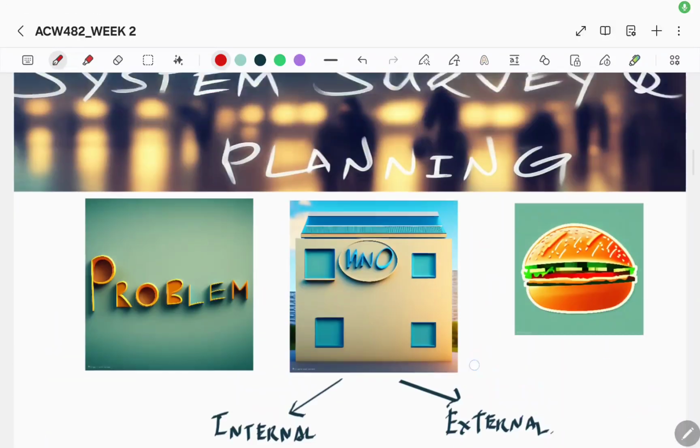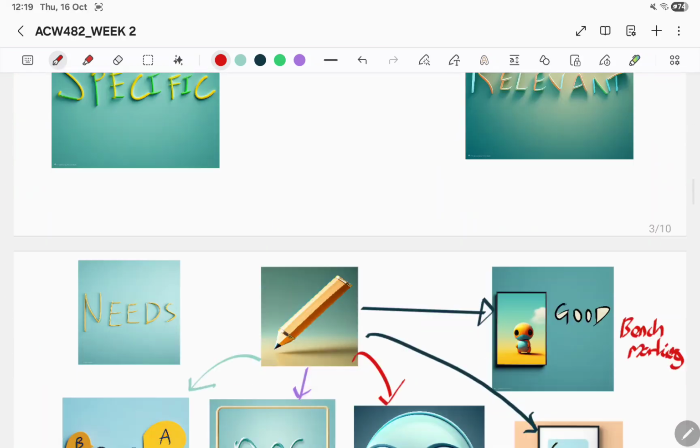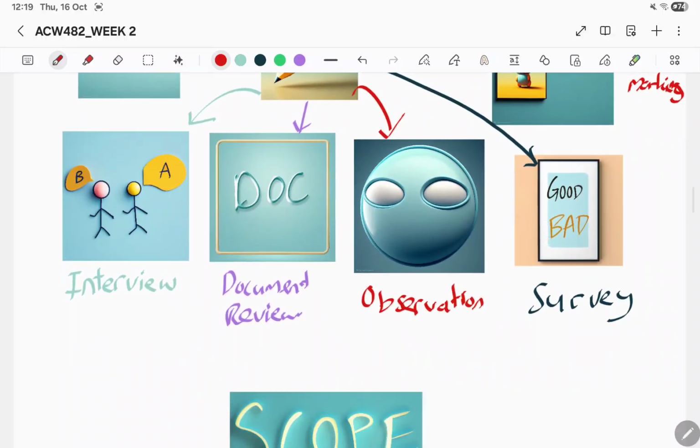We have gone through the first part of this system survey and planning, which is to frame your problem and to identify whether there is a need or not. So the second stage is after you have framed your problem. It means that you know what the problem is, and you're sure that there is a need for you to bring in a solution.